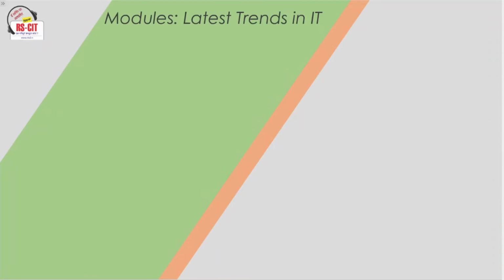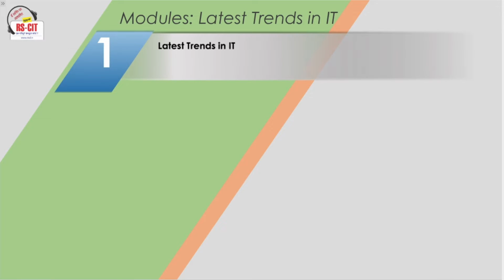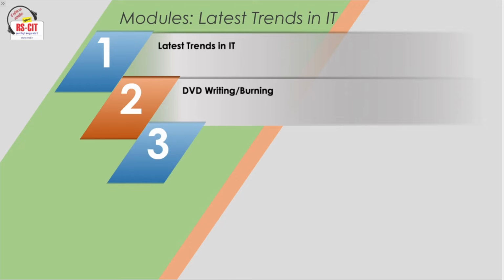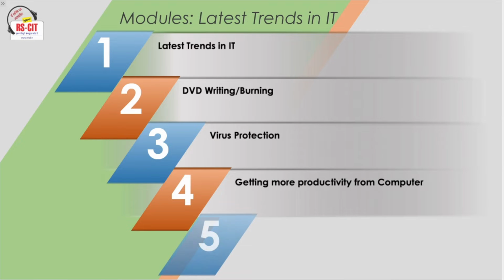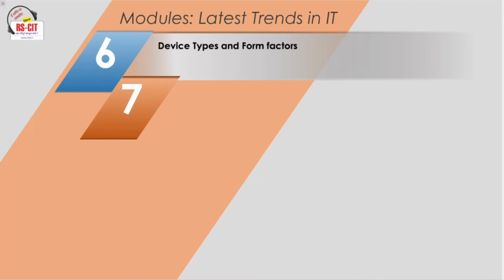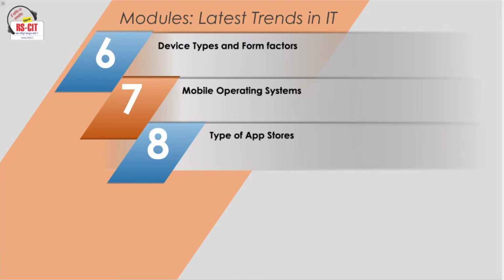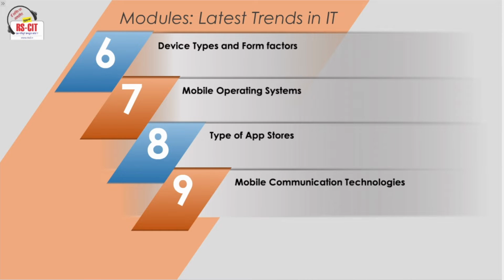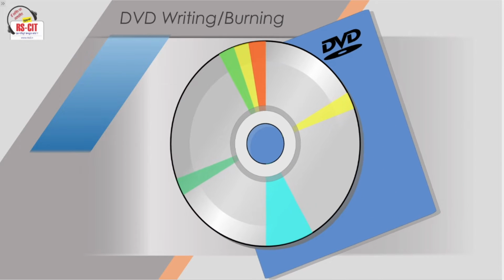In this chapter, you will explore the latest trends in IT, DVD writing, burning, virus protection, getting more productivity from computer, latest terms and technologies, device types and form factors, mobile operating systems, types of app stores, mobile communication technologies, latest processor technologies, DVD writing, burning.